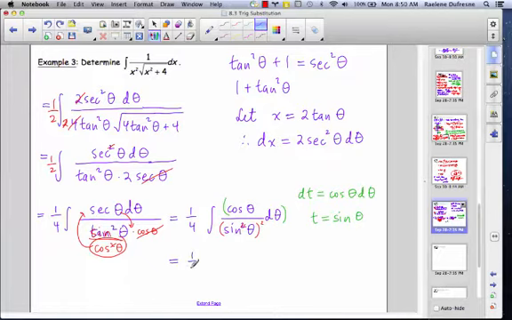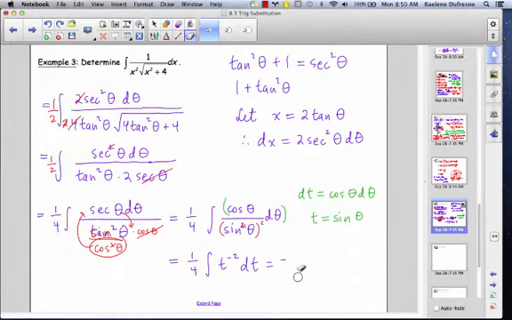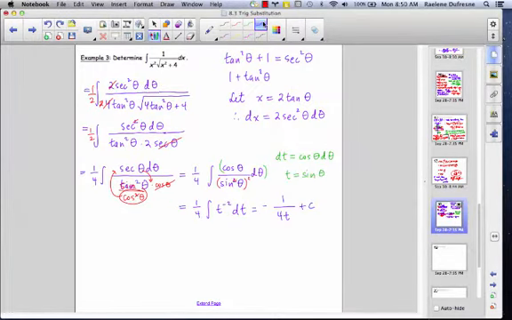So we get 1/4 times the integral of dt over t squared. And the denominator gives t to the negative 2 dt. So we get negative 1/4 t to the negative 1, or negative 1 over 4t, plus a constant. And then we back substitute. So we get negative 1 over 4 times t, where t is sine theta.